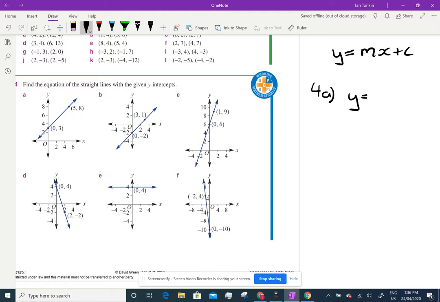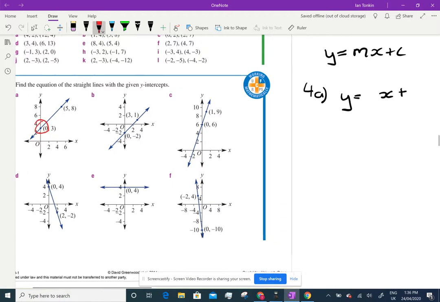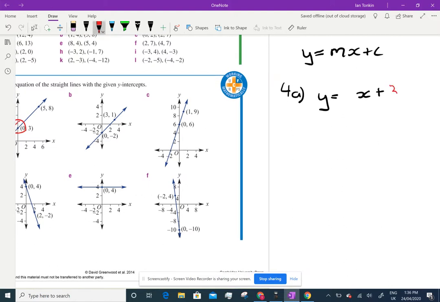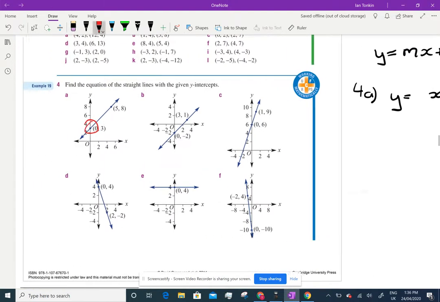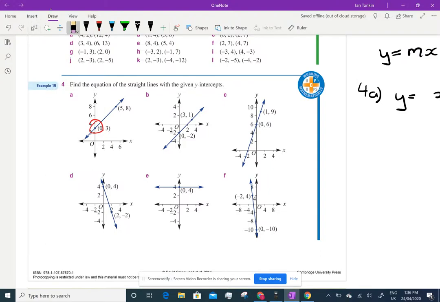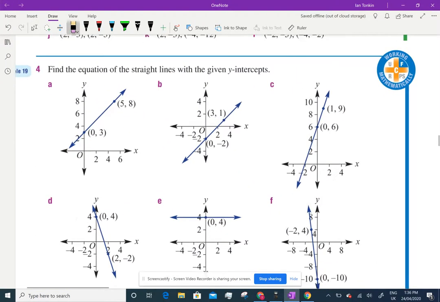Y equals something x plus something. Well, the first something I need is the y-intercept, and that is 3. So y equals something x plus 3. Now I have to find the gradient. So I'm going to zoom in here. I'm going to draw, now they've given me 2 points, which is very good. I'm going to draw my triangle there.